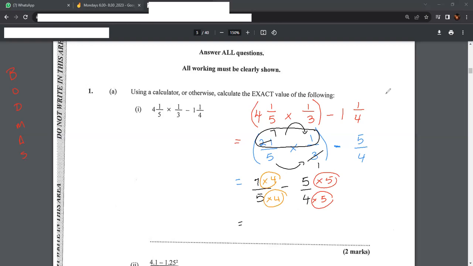So I'm going to work them out. 7 times 4, remember you could use a calculator, right? I told you to use a calculator. And remember you want to save on time. So you work them out. If you have to use a calculator, you use it. If not, you could do it manually. 7 times 4 is 28 over 20, minus 5 times 5, that's 25 over 20. Now that my denominators are the same, I could just minus the numerators. So that will be 28 minus 25, which is 3 over 20.